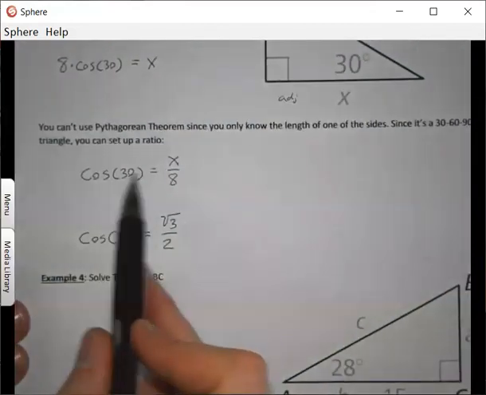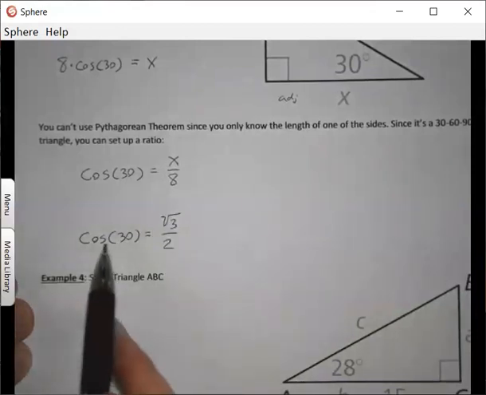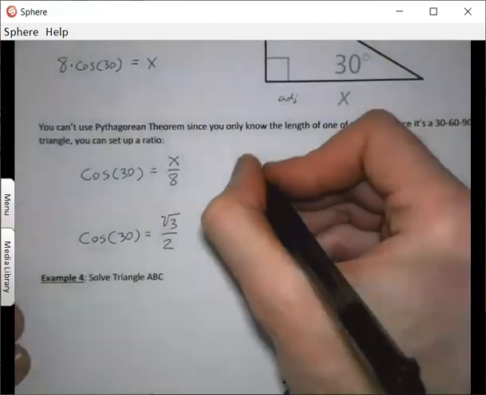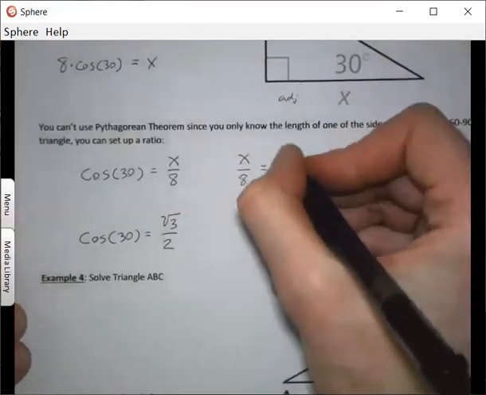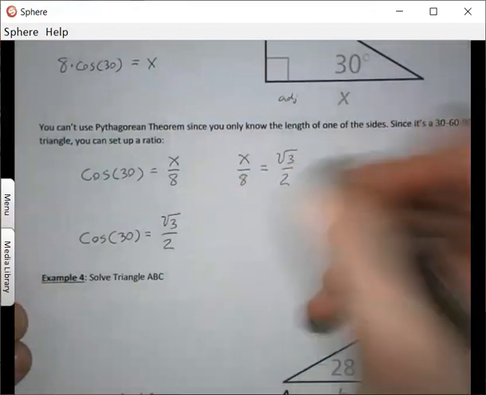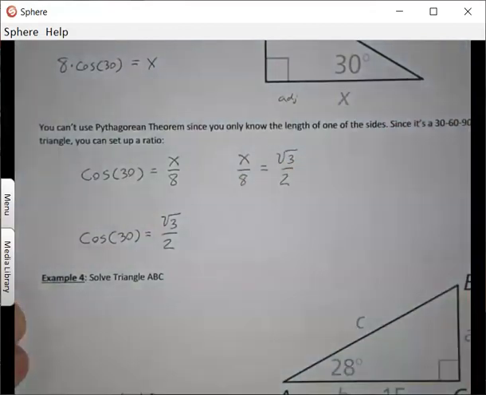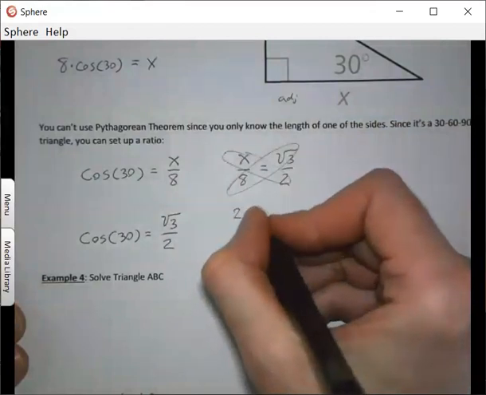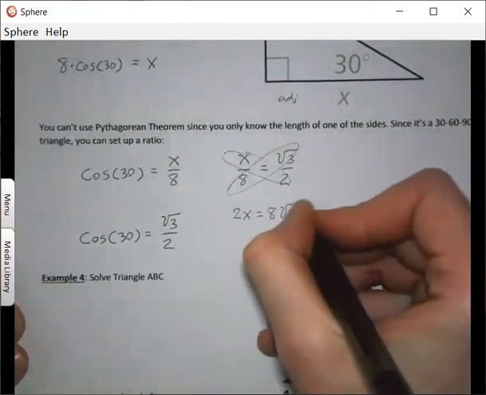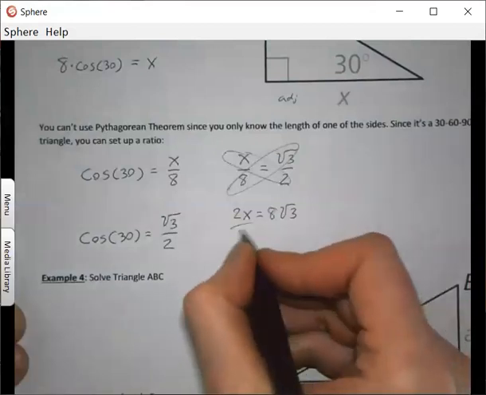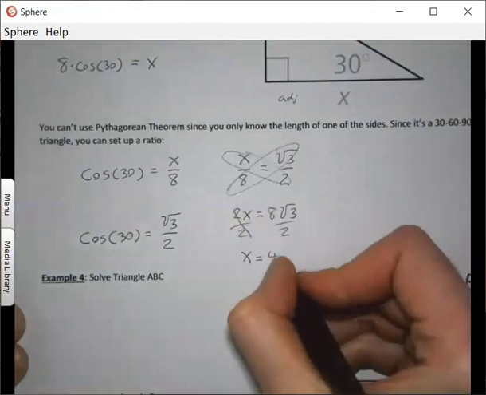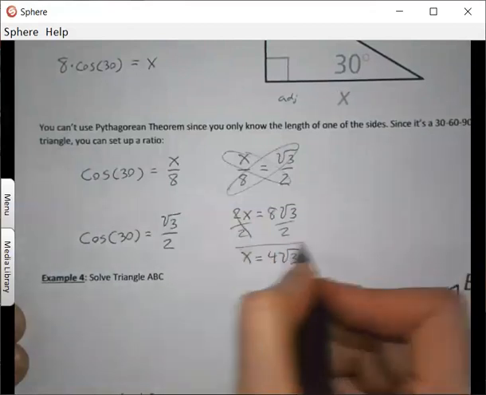So if the cosine of 30 is equal to x over 8, and the cosine of 30 is equal to root 3 over 2, well then x over 8 must also equal root 3 over 2. Cross multiply. So 2x is equal to 8 root 3. Divide both sides by 2, and x is equal to 4 root 3. So much nicer number.